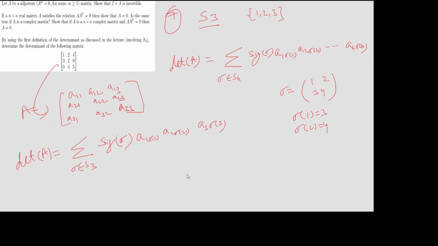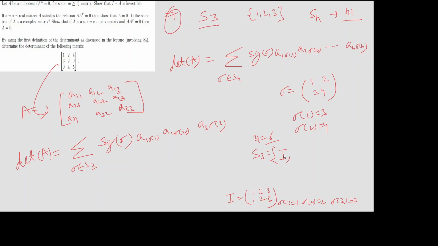So in S3, the first one is the identity. Identity means 1 is mapped to 1, 2 is mapped to 2, 3 is mapped to 3. That means sigma of 1 is 1, sigma of 2 is 2, sigma of 3 is 3. The same thing goes with the other elements. In Sn we have n factorial elements. In S3 it will be factorial 3, that means 6. There will be 6 elements.